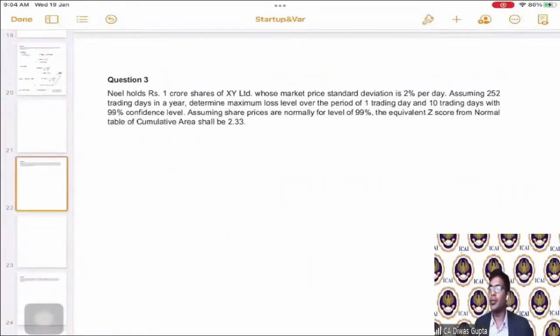Now coming to the third question. Neil holds ₹1 crore shares of XY Limited.